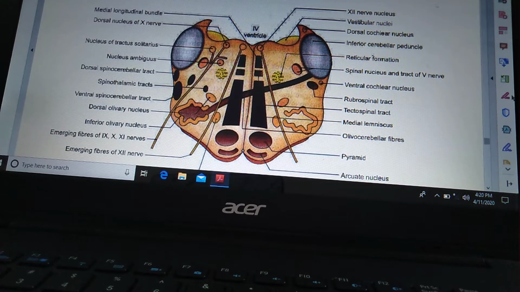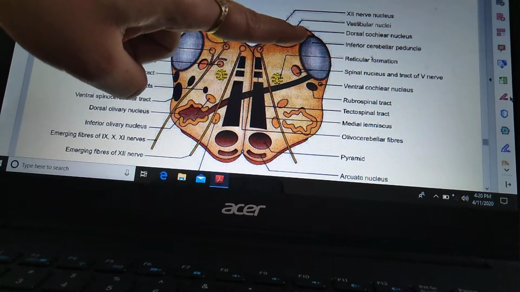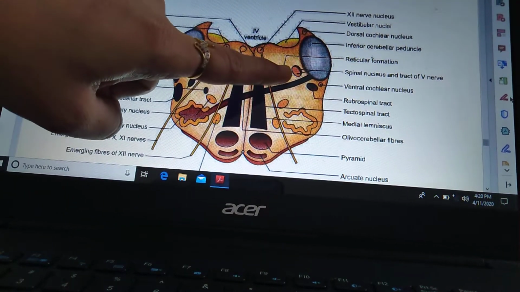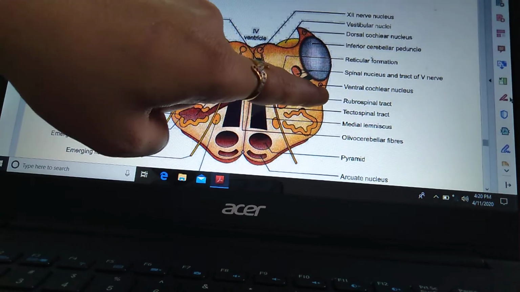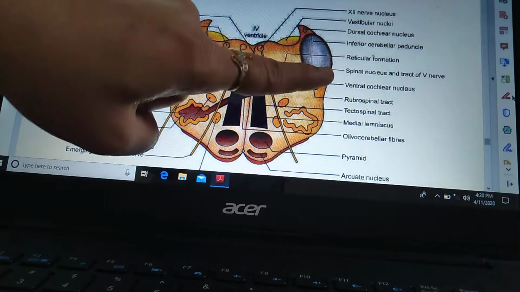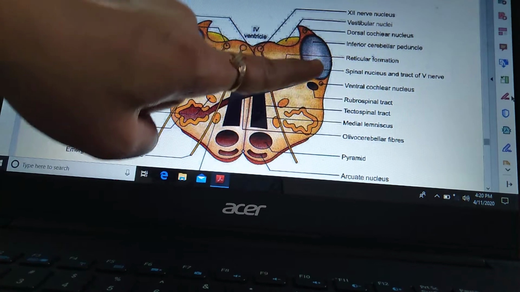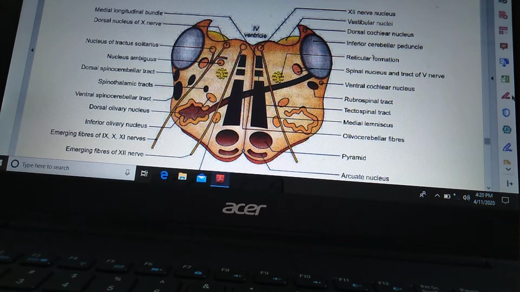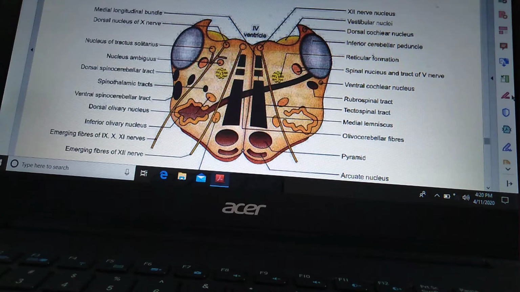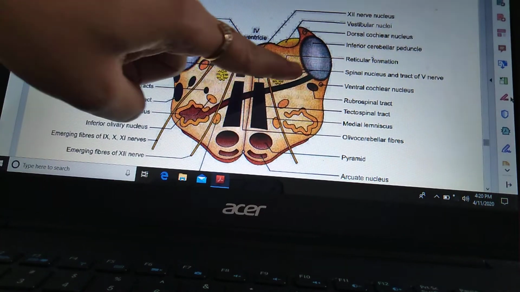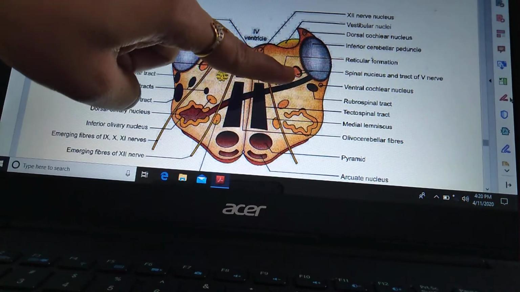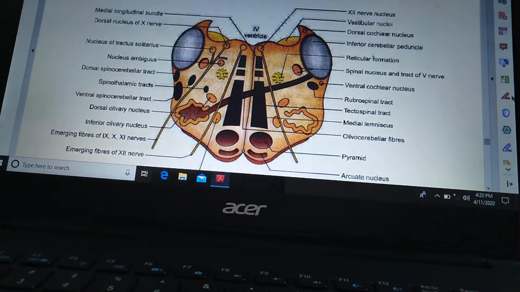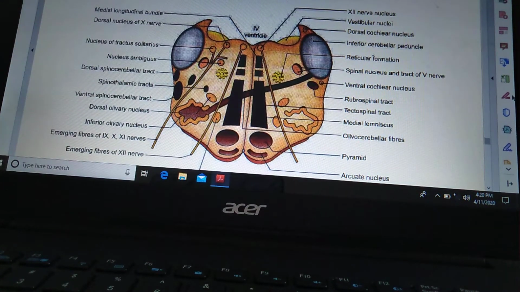The dorsal and the ventral cochlear nuclei, right? This is the dorsal cochlear nucleus, and this is the ventral cochlear nucleus that you can see above and below the inferior cerebellar peduncle. These nuclei receive the fibers of the cochlear nerve. The nucleus of the spinal tract of the trigeminal nerve lies in the dorsolateral part. This is the spinal nucleus and the tract of the trigeminal nerve. Both are lying in the dorsolateral part.